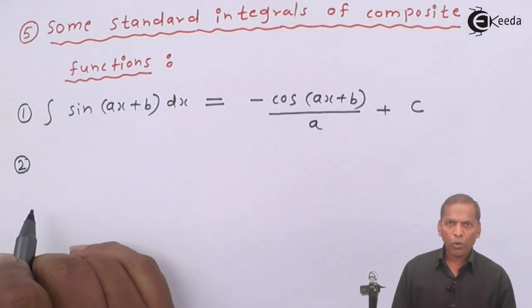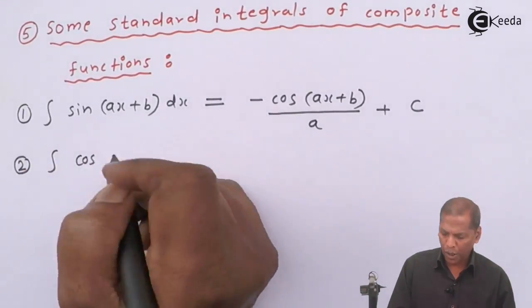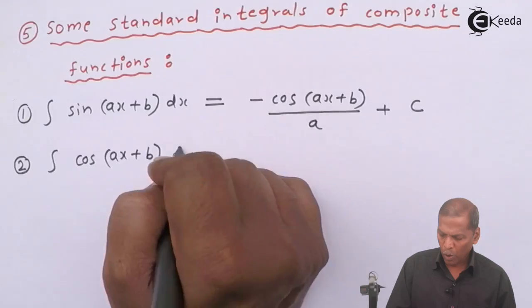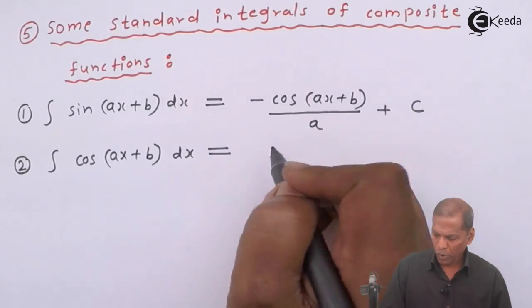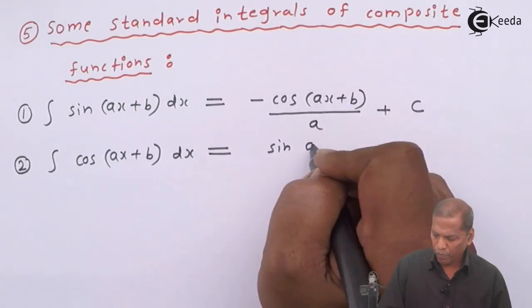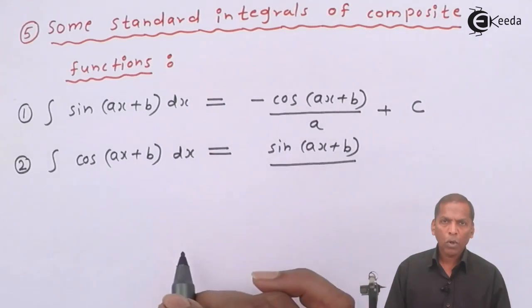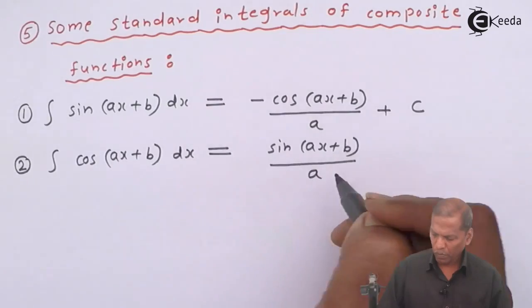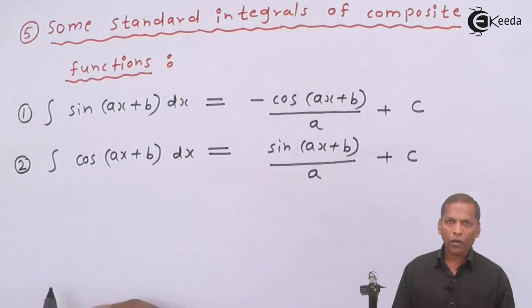The formula number 2 is integral cos(ax + b) dx is equal to sin(ax + b) upon the coefficient of x, that is a, plus c, where c represents the constant of integration.